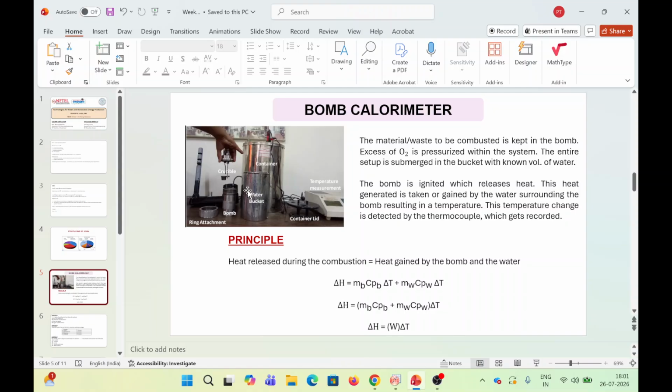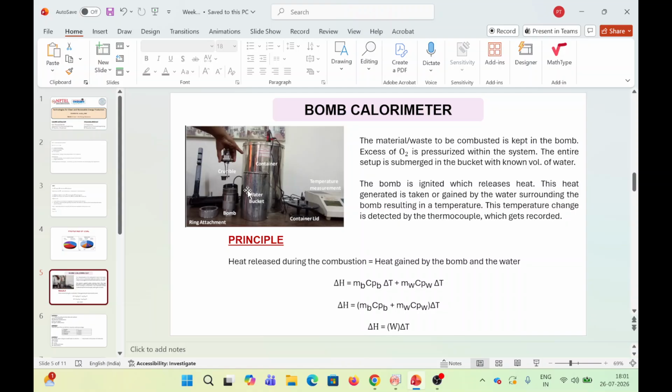Once the bomb is ignited, the combustion process happens, and then the heat is released. The water that is surrounding this bomb absorbs the heat, or gains the heat, which results in an increase in the temperature. In order to detect the temperature change, you have a thermocouple. That delta T is recorded by your thermocouple, and with that increase in the temperature, we are able to find out how much heat energy is released during the combustion process.